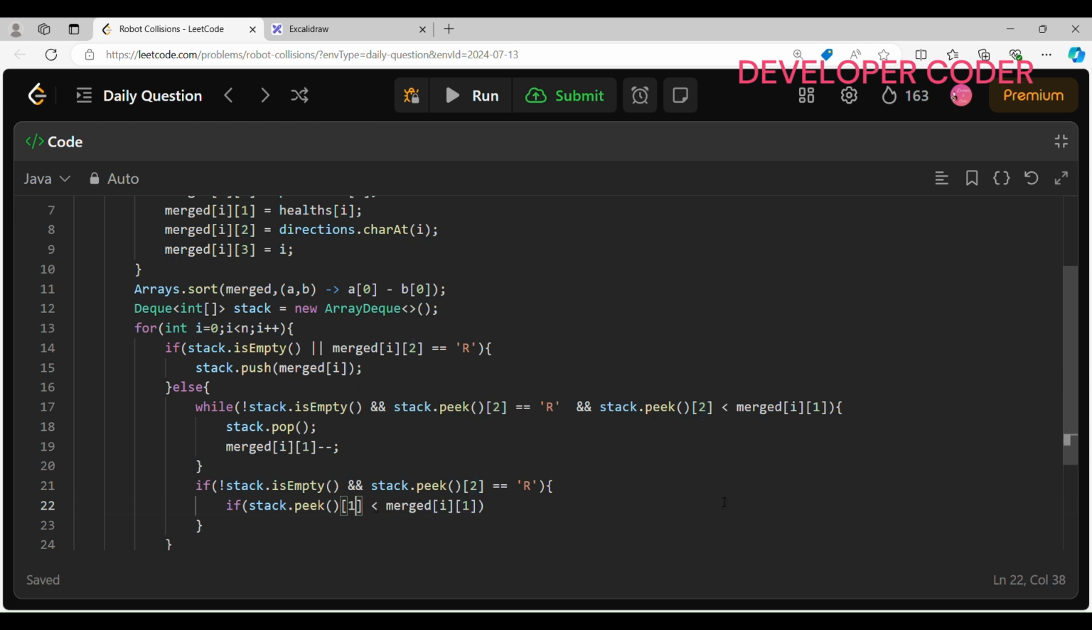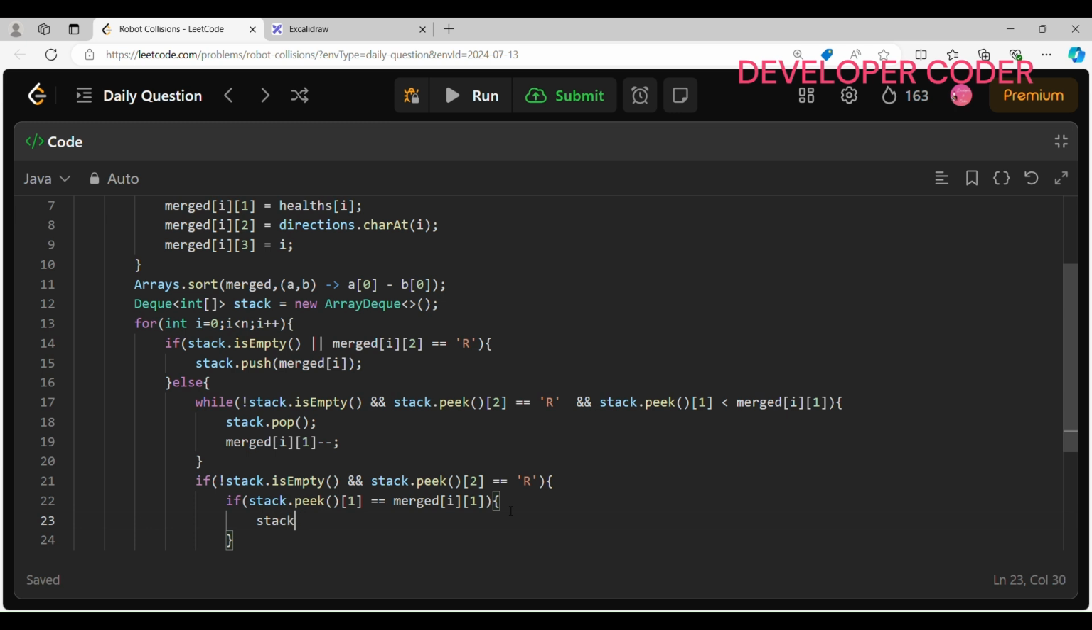Okay, here I should write 1. I am matching the health now. Okay, so if stack.peek of 1 is equal to merged of i of 1, meaning both are matching, then in that case I have to simply pop again, stack.pop. If both are matching, right, then I don't have to decrease this merged i of 1.